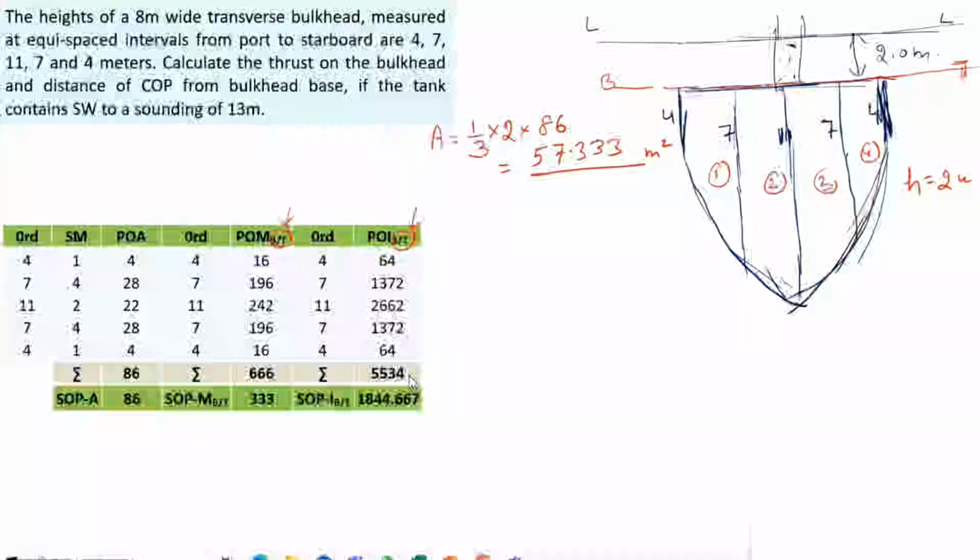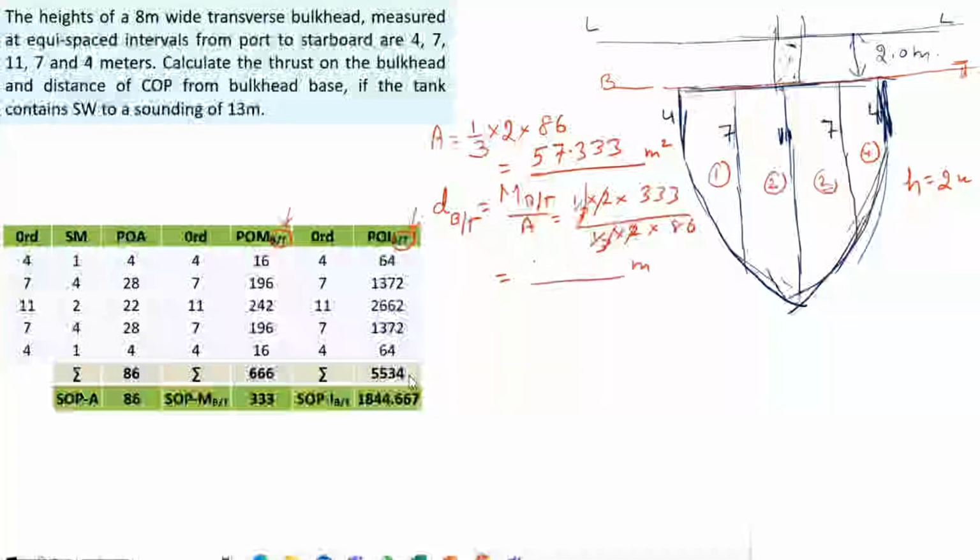Now, guys, look at the product of moment. Our product of moment is about which axis? Look at the table and tell me. Our moment is going to be about which axis? BT. So if the moment is about BT, then the distance of the GC will also come from BT, yes or no? Correct, beta? Yes, sir. So we will get dBT, which will be moment about BT divided by area, which will be equal to 1 by 3 into 2 into 3 divided by 1 by 3 into 2 into 86. How much is dBT, beta?